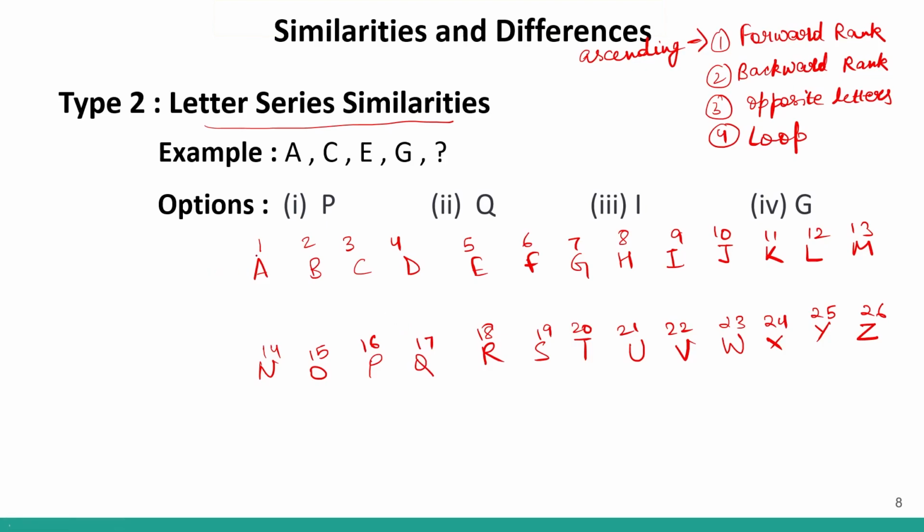A is ranked at first position. B is ranked at second position. This comes in very handy while solving letter series similarities. The second concept is backward rank. In backward rank we use descending order.